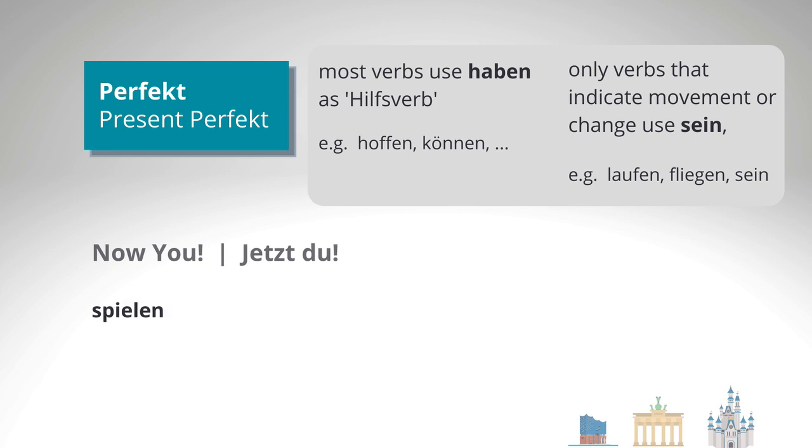Okay, let's have one more. This time our verb is spielen, to play. Spielen. Which Hilfsverb or auxiliary verb would we use here? Haben or sein? If you like, you can pause the video and try for yourself.